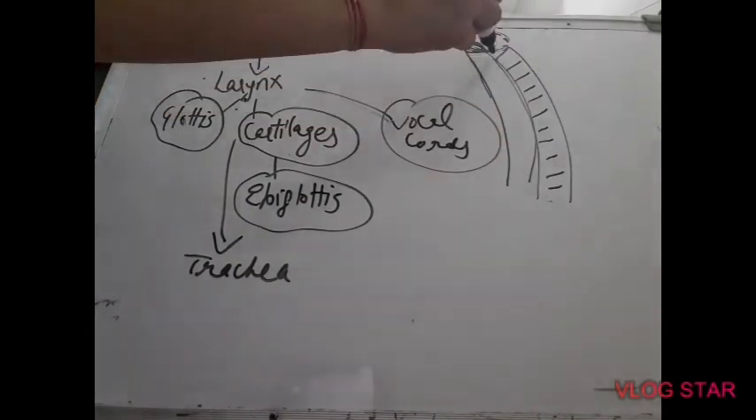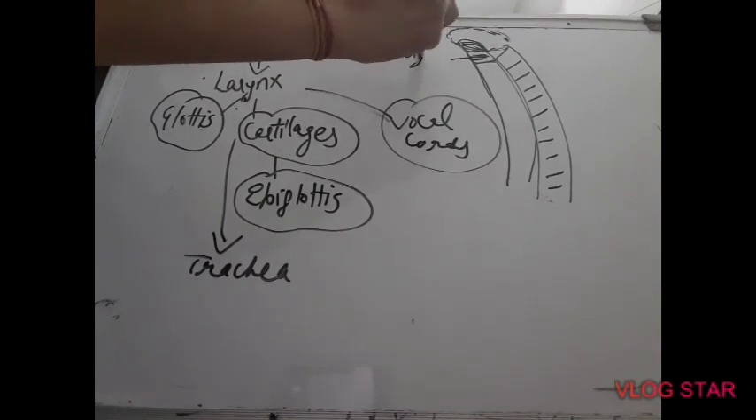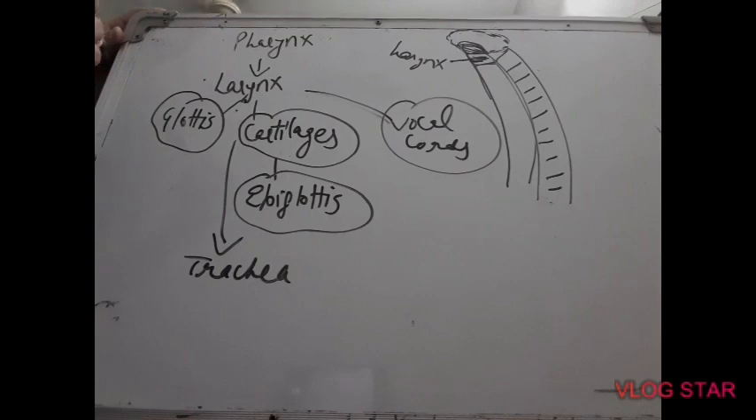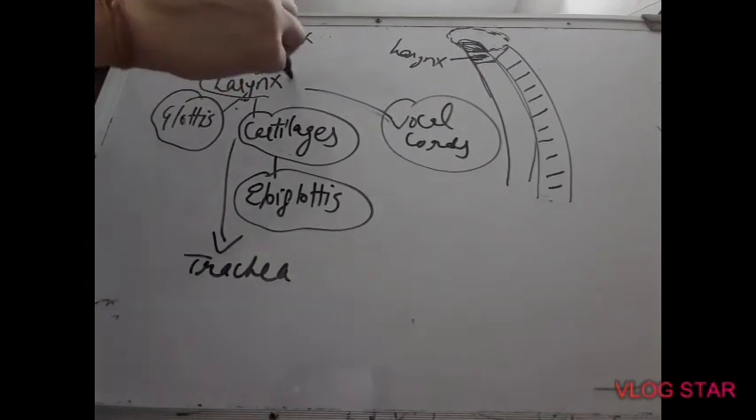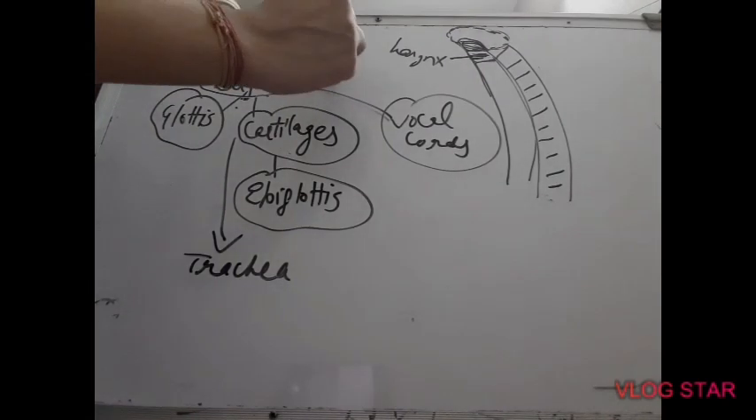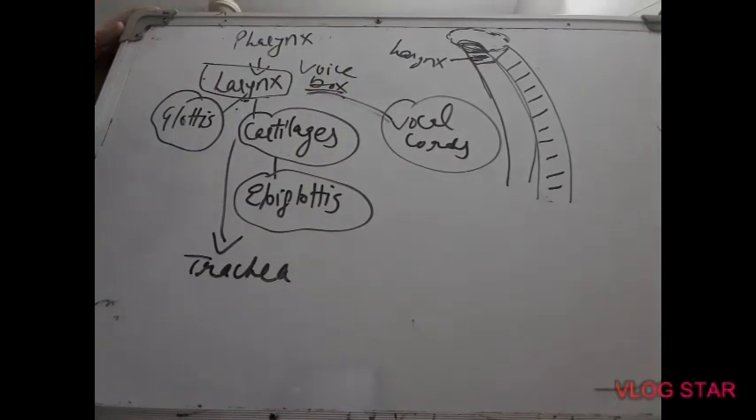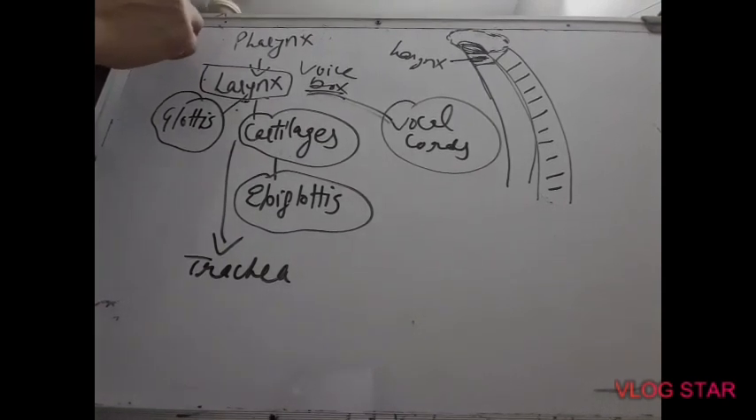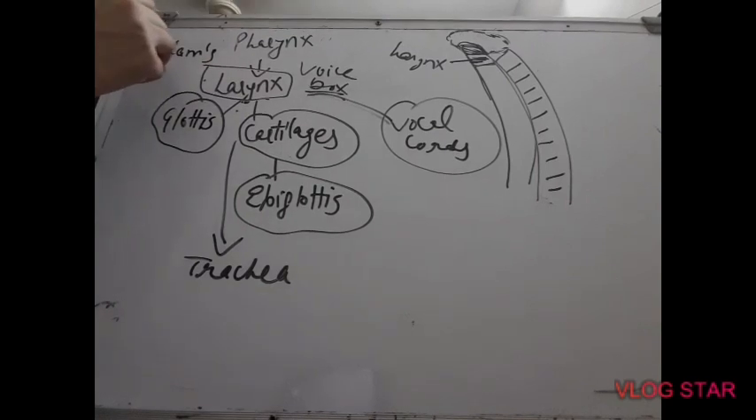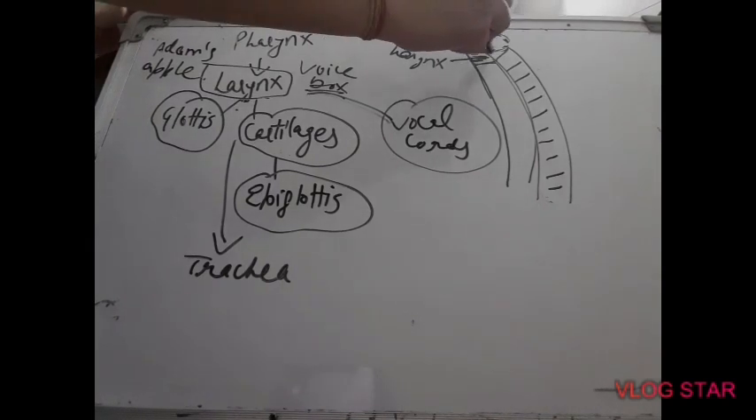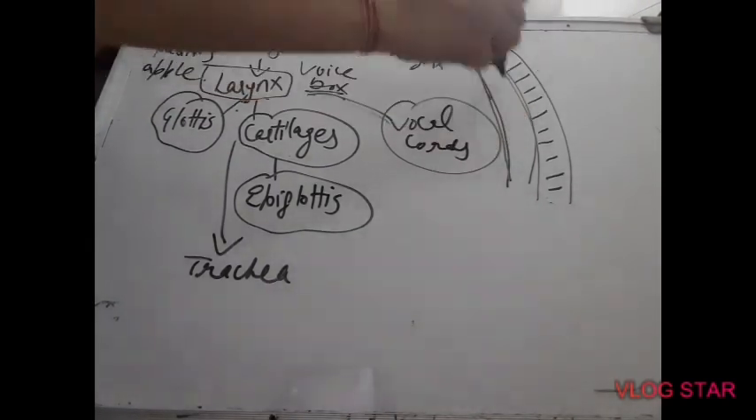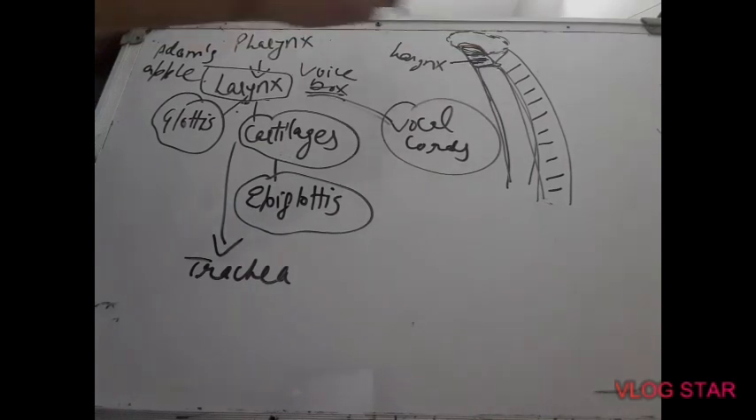What is larynx? The front part of the windpipe is actually known as larynx. This is the organ which enables us to speak. That is why larynx is also known as voice box. In males it is quite big, quite prominent, and it is also known as Adam's apple. Larynx, the voice box, is found at the tip, at the front of our windpipe.